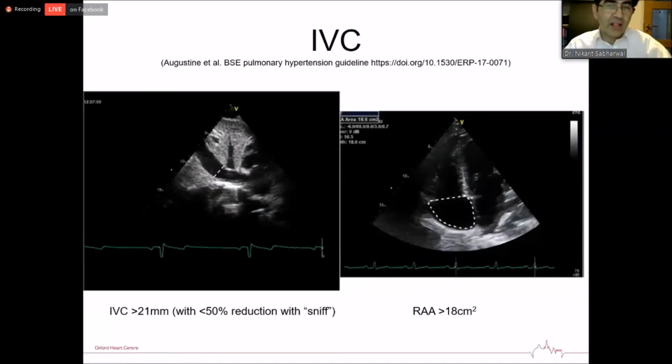And then the last thing they ask you to look at is the IVC. So IVC and RA together, if your IVC is more than 21 millimeters and there's a less than 50% reduction with your sniff test, you will tick 1 point. Or if your right atrial area in end systole is more than 18 square centimeters, so big right atrium, that's another alternative way of getting your point.